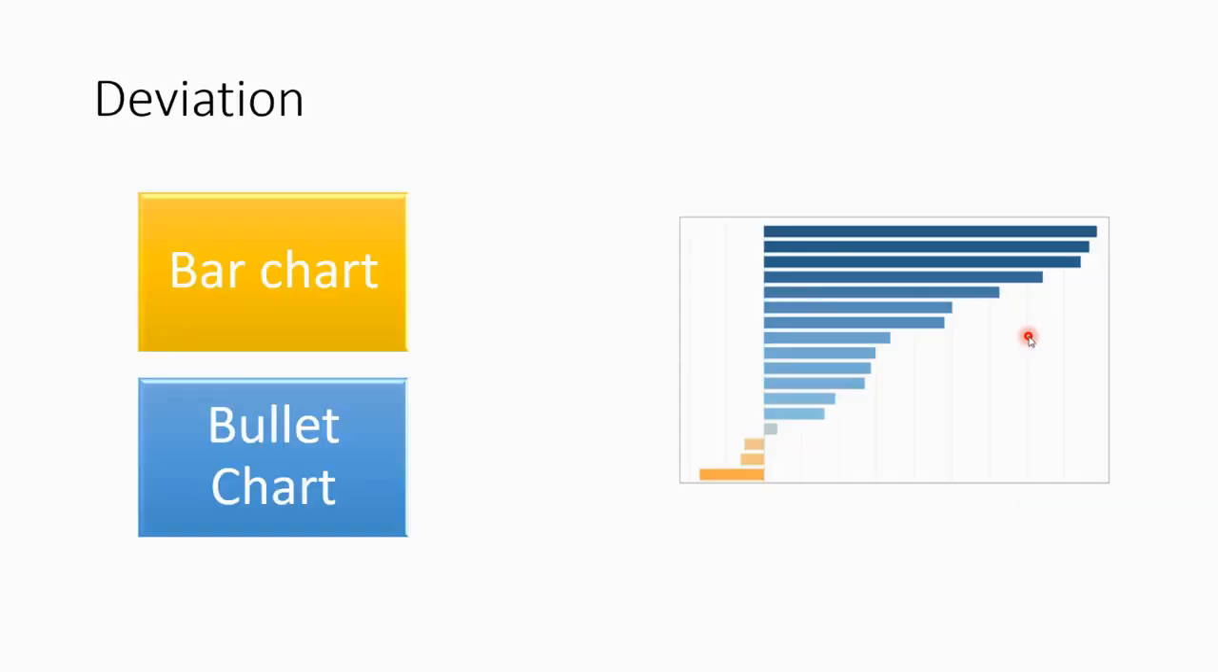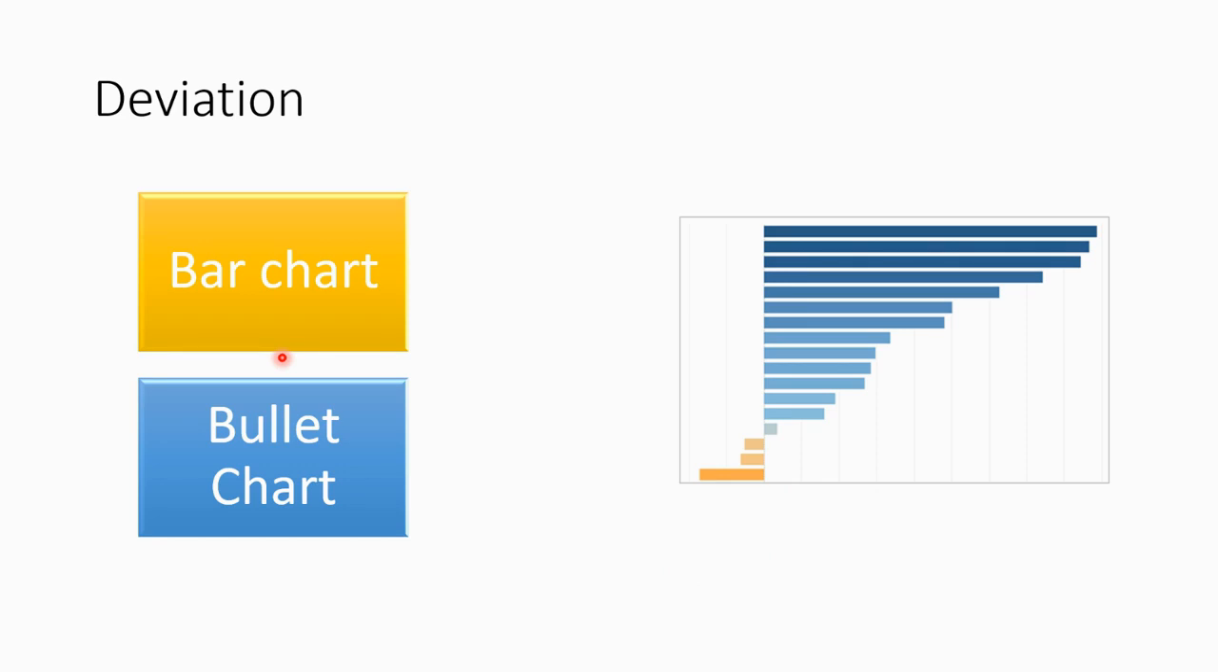The next chart is the deviation chart. A deviation chart shows how far a value varies from some baseline, such as average or median. You can use bullet chart, bar chart, and combination chart to show deviation. You can also find the statistical significance of the deviation using a z-score.